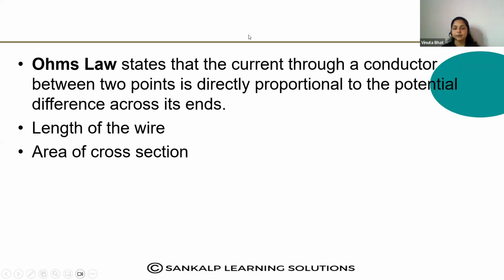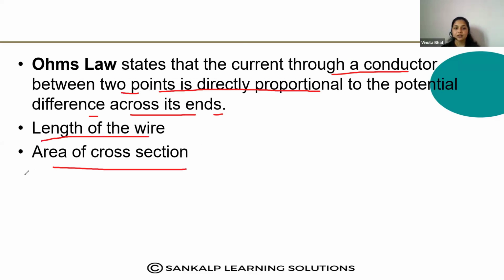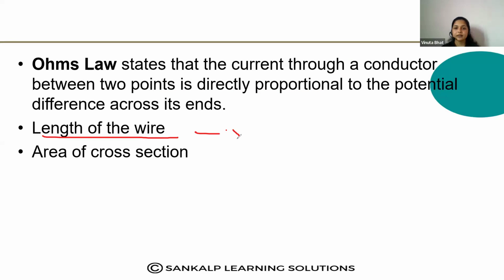Ohm's law states that the current through a conductor between two points is directly proportional to the potential difference across its ends. The resistance depends on the length of the wire and the area of cross section. If the length of the wire increases, the resistance also increases; if the area of cross section increases, the resistance decreases. So these are the two factors on which the resistance of the conductor depends.